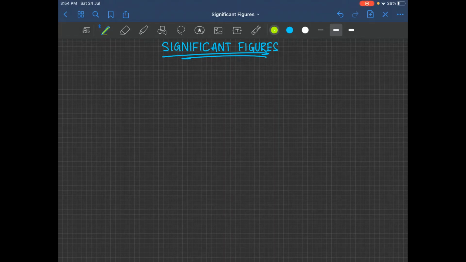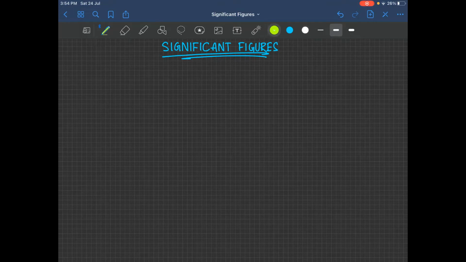Hey guys, welcome back, and in today's lecture we will be discussing significant figures. First of all, we will go through the algorithm to find how many significant digits there are in a given number. Let's start with an example and follow the algorithm with it.